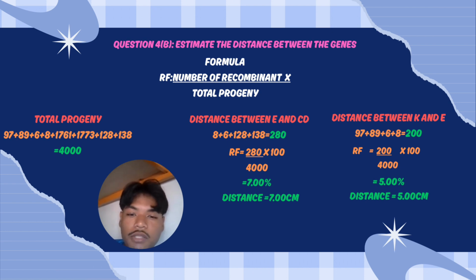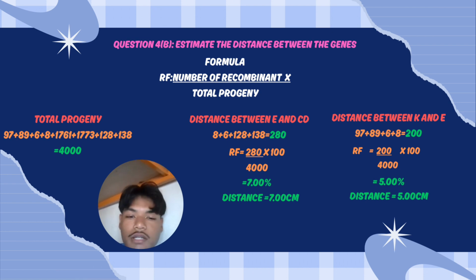For question B, we need to estimate the distance between the genes. I use the formula RF equals the number of recombinants over total progeny. How do we find the total progeny? We add up everything from the question. The total progeny that we get is 4000.